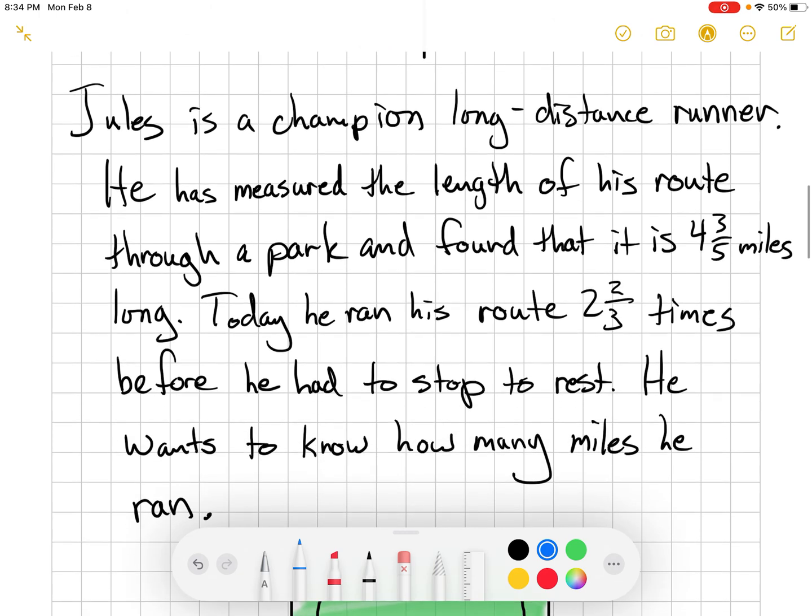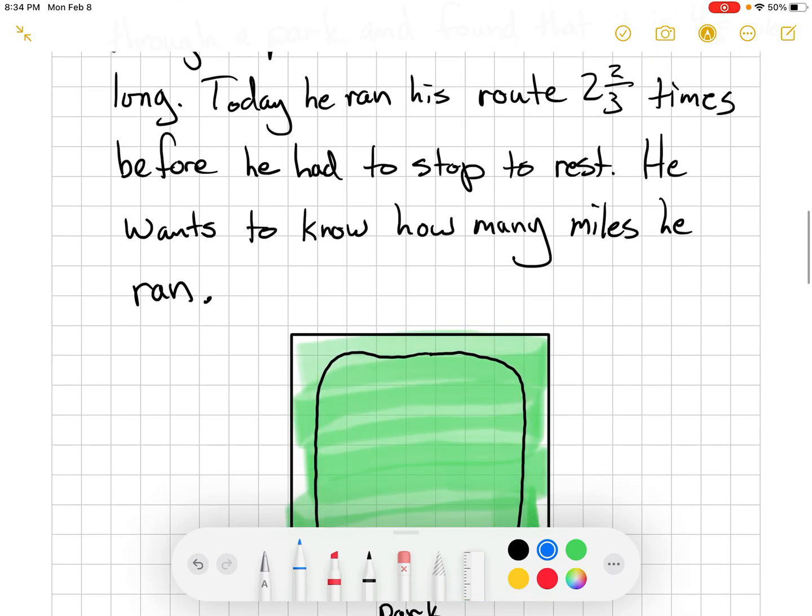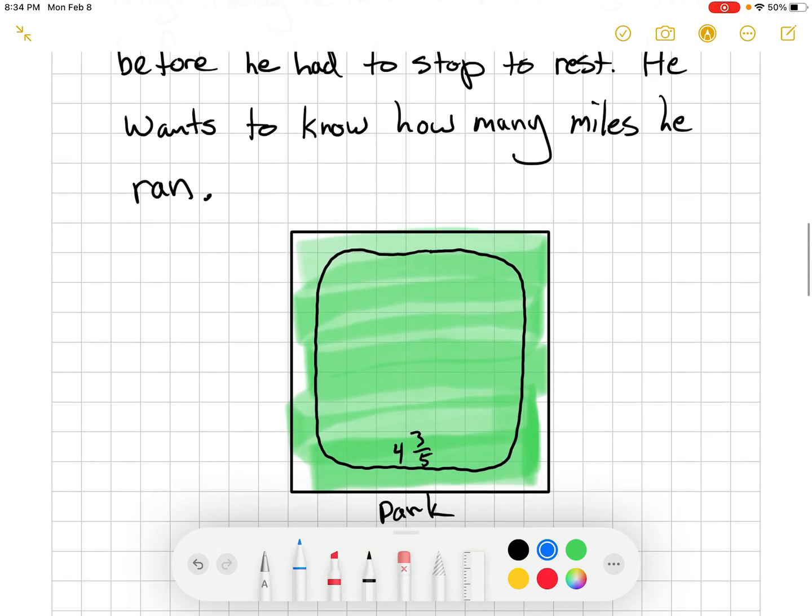Jules is a champion long-distance runner. He has measured the length of his route through a park and found that it is 4 3/5 mile long. Today he ran his route 2 2/3 times before he had to stop to rest. He wants to know how many miles he ran. So I just drew a picture of a park. And you can picture if you would go along that black line, that would be 4 3/5 of a mile.